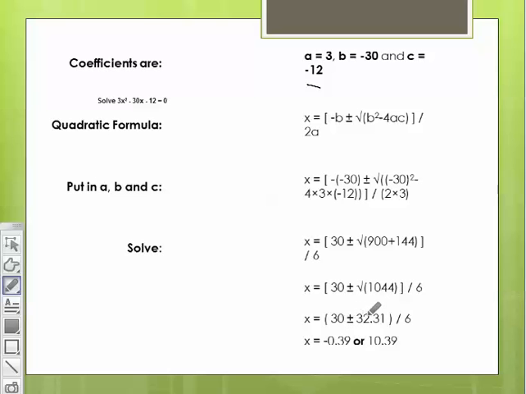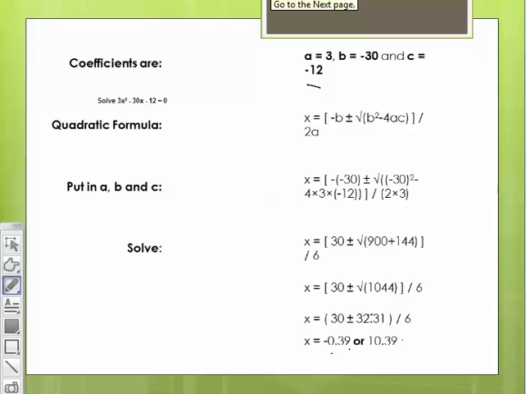so it's either 62.31 divided by 6, which is 10.39, or 30 minus 32.31, which would be negative 2.31 divided by 6, which would be negative 0.39. Now, wait a second. Can we go negative 0.39 miles per hour? Backing up? Yeah, I get that, but you know what?